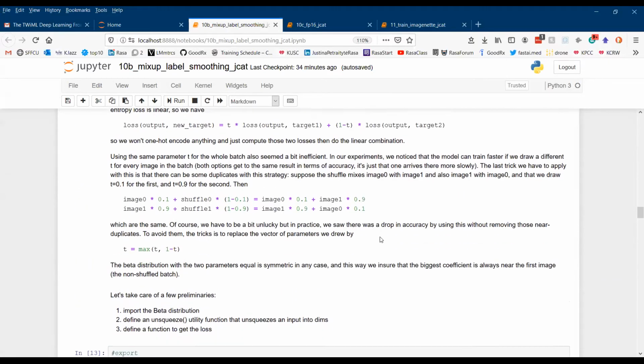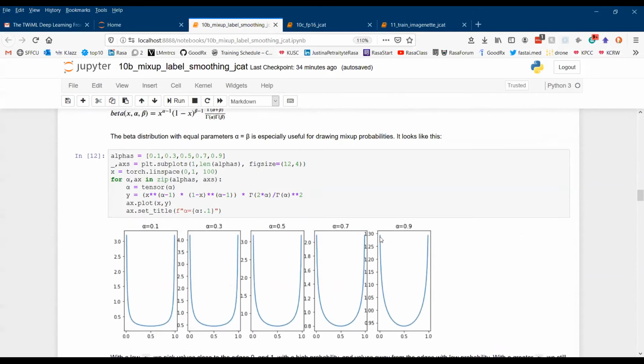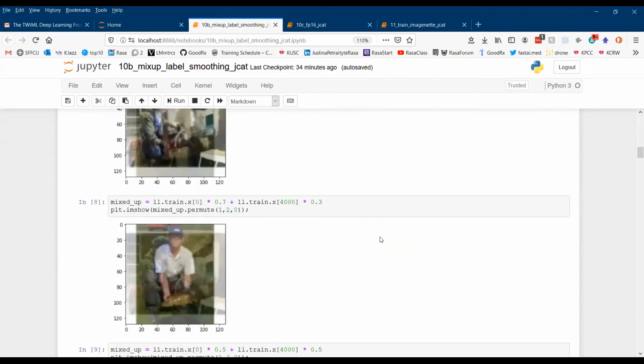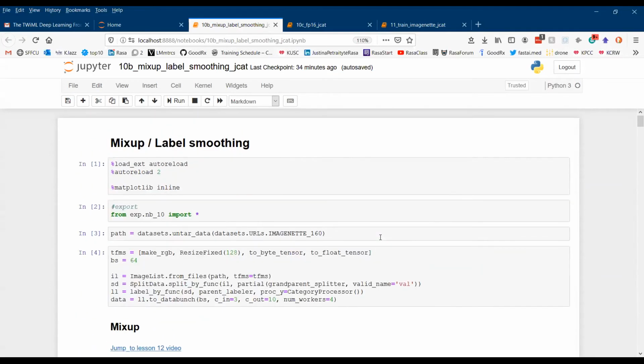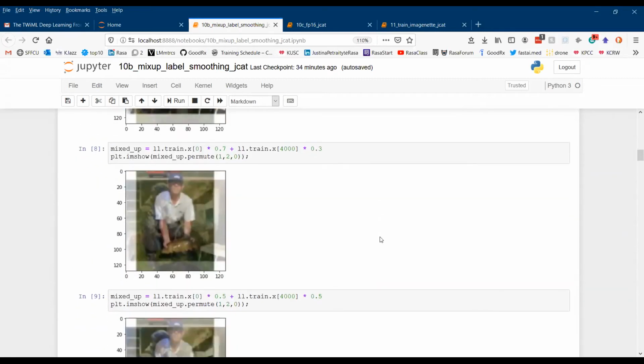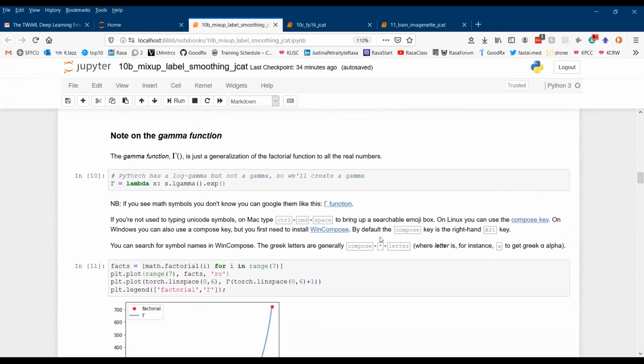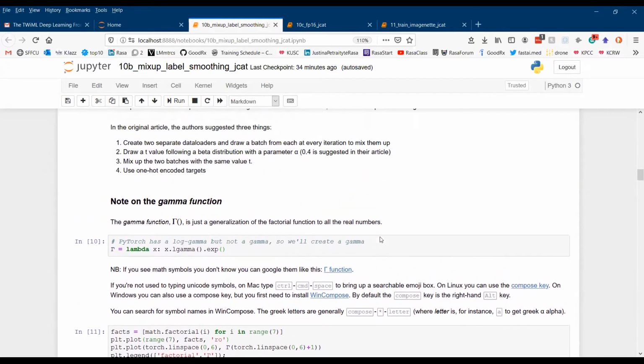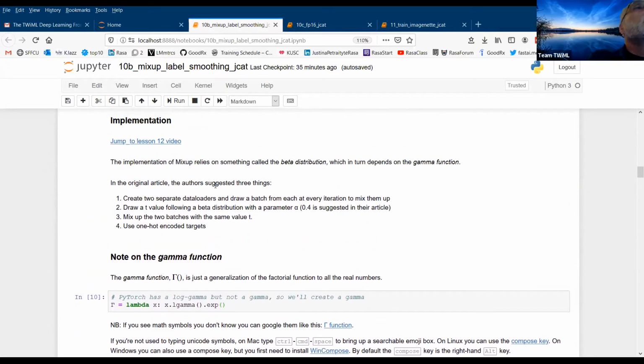But then he goes on to implement label smoothing, which I understand, just below that. Sorry. Okay, so just below. There, right there, bullet point 4, just above the note on gamma function. There, use one-hot encoded targets.